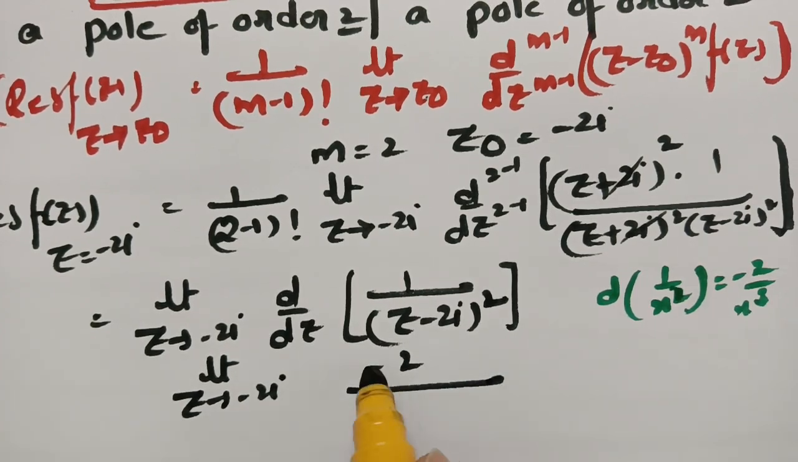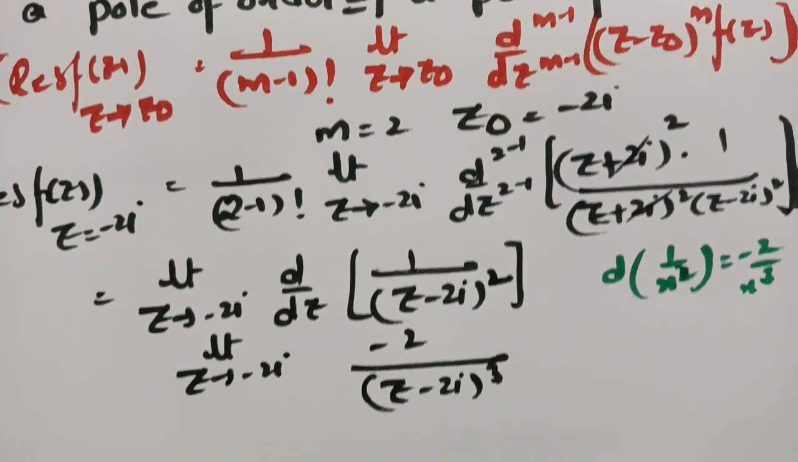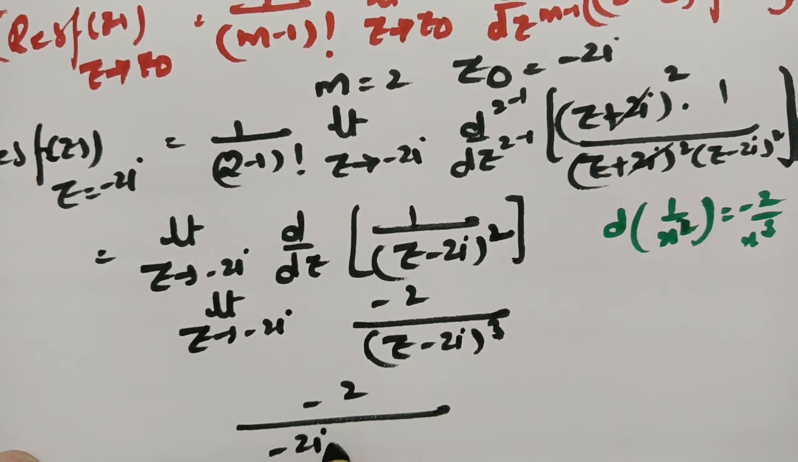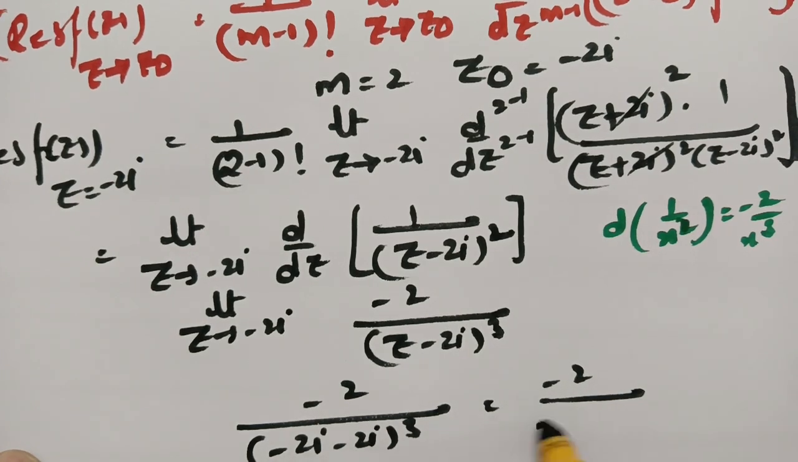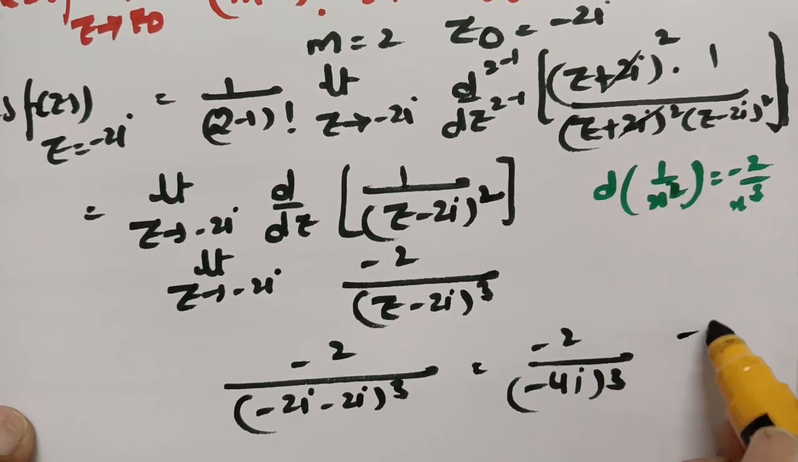This will value is minus 2 by, see here, this is z minus 2i whole cube. In this I have to keep z value as minus 2i. So this is minus 2i whole cube. So this is minus 2i, this is minus 4i whole cube. And this is minus 2 by.